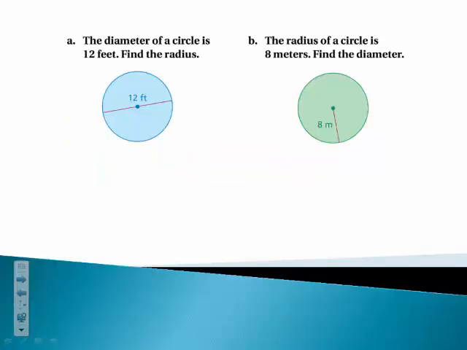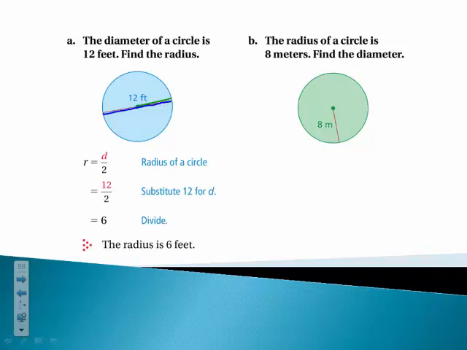So really quickly, the diameter of a circle is 12 feet. Find the radius. So we're on A, and if the diameter is from one side all the way through the center to the other side, and it's 12 feet, we only want half of that because the radius is only from the center to the edge. So half of that is 12 feet. So here they use the formula, but again, you don't have to, and they get 6 feet, because half of 12 is 6. All right?